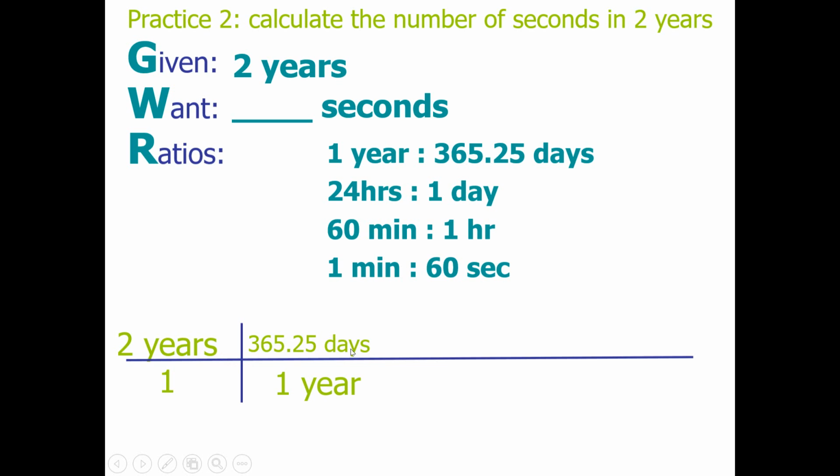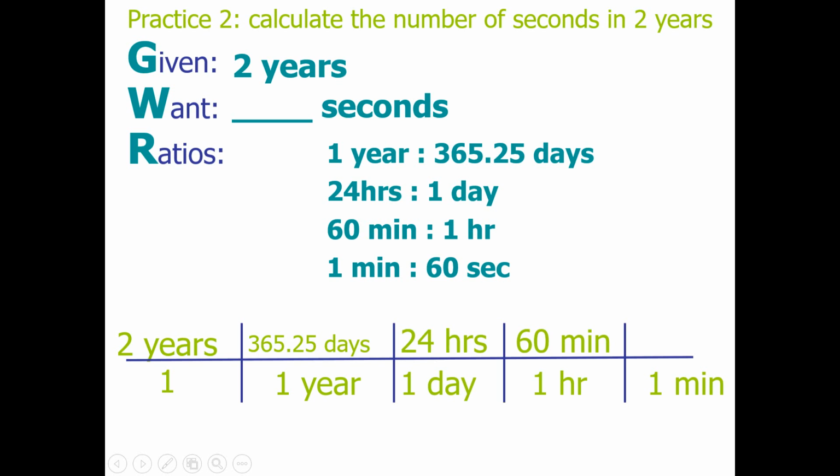So if I have days in the numerator here, I need days in the denominator here, which I'm going to pull from this ratio. 1 day is equal to 24 hours. 1 hour has 60 minutes. And finally, 1 minute is equal to 60 seconds. In my calculator, I can type 2 times 365.25 times 24 times 60 times 60, and that will give me a number that looks like this, but rounded to one significant figure because the given is one significant figure.